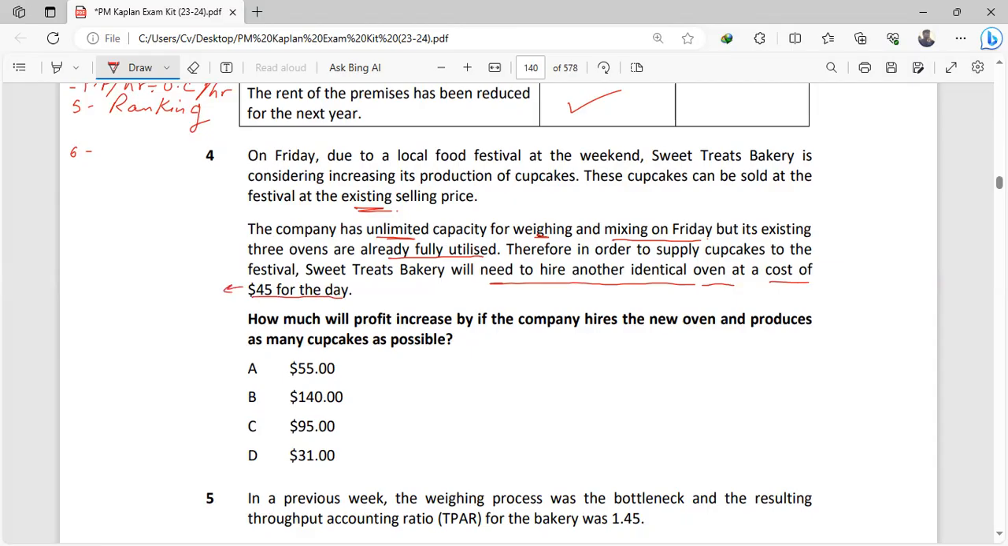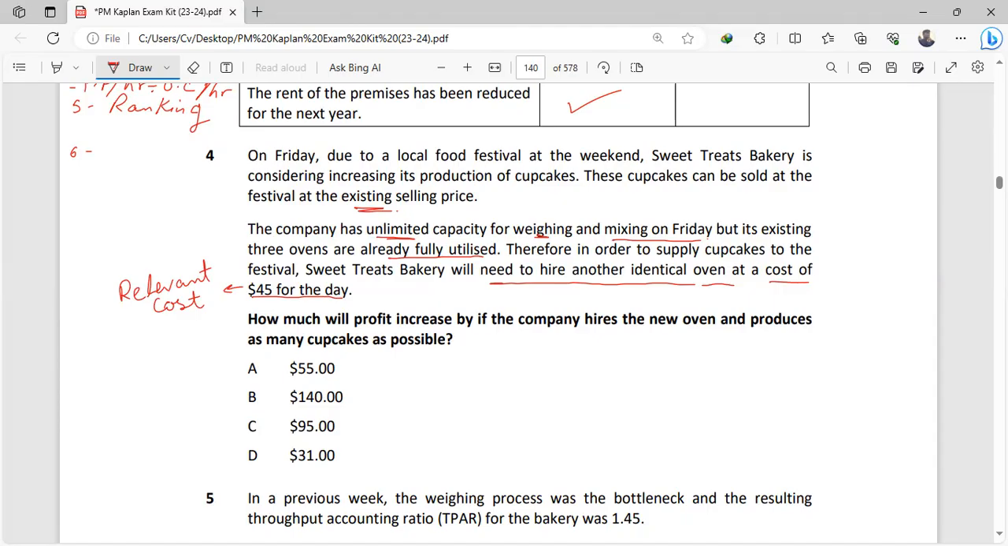It is an additional cost. It is a relevant cost because you will hire this oven for this specific Friday. If you do not make this decision, you will not pay this cost. How much will profit increase if the company hires new ovens and produces as many cupcakes as possible? Okay.